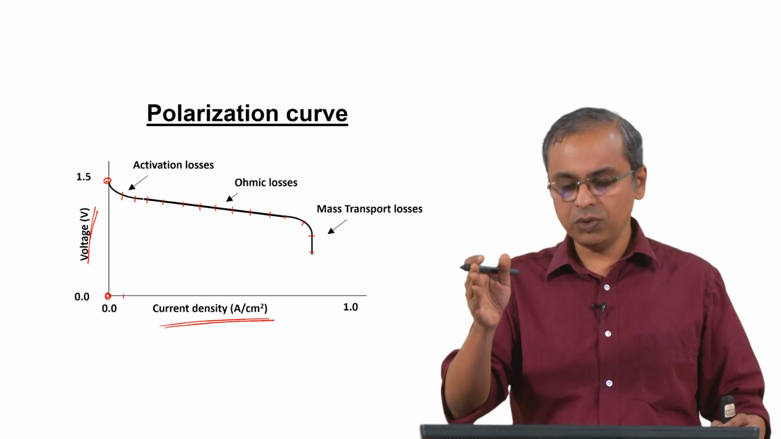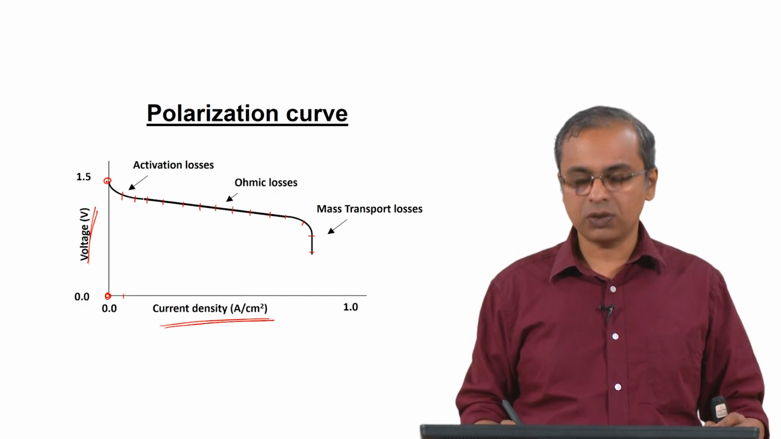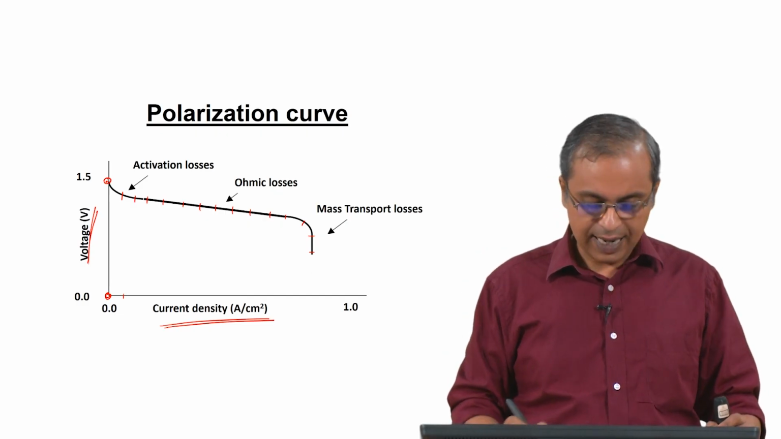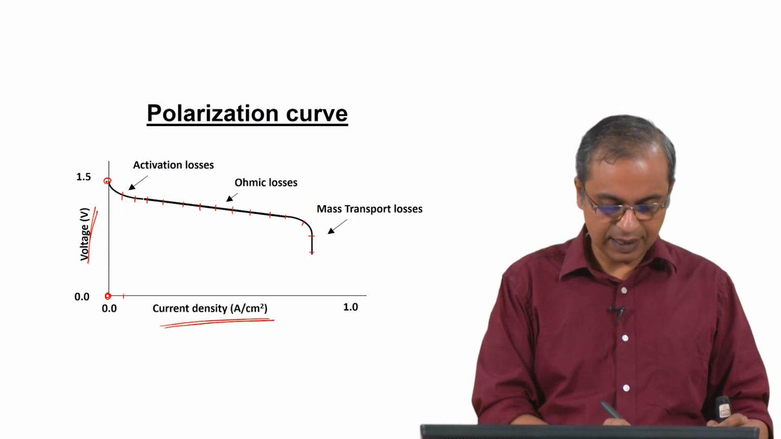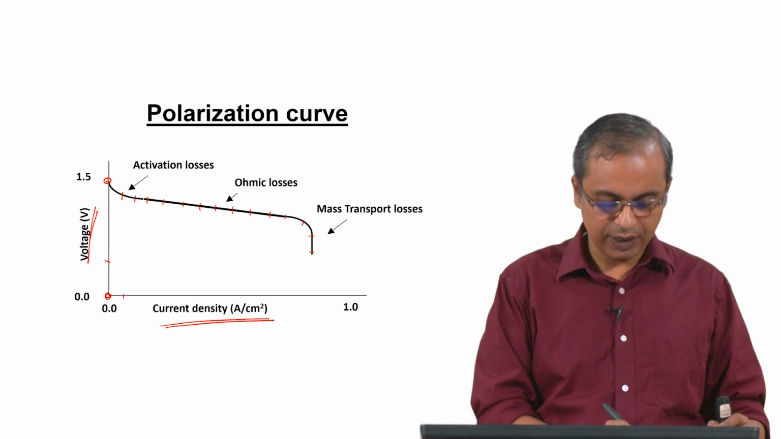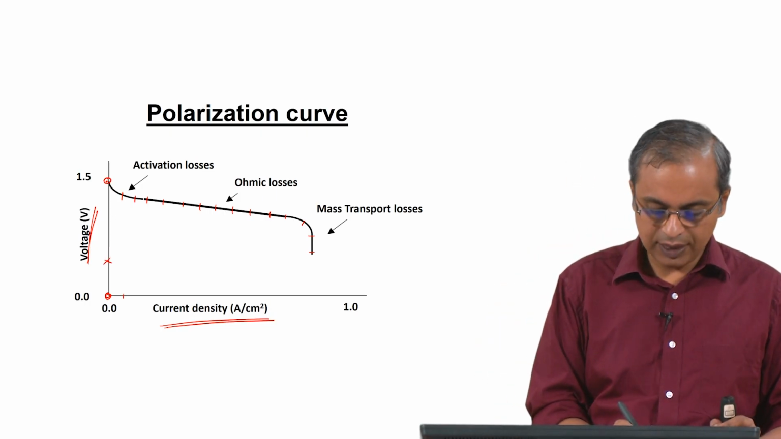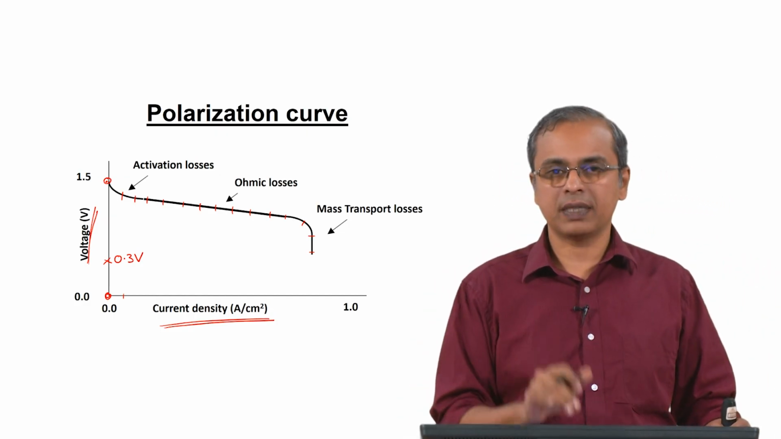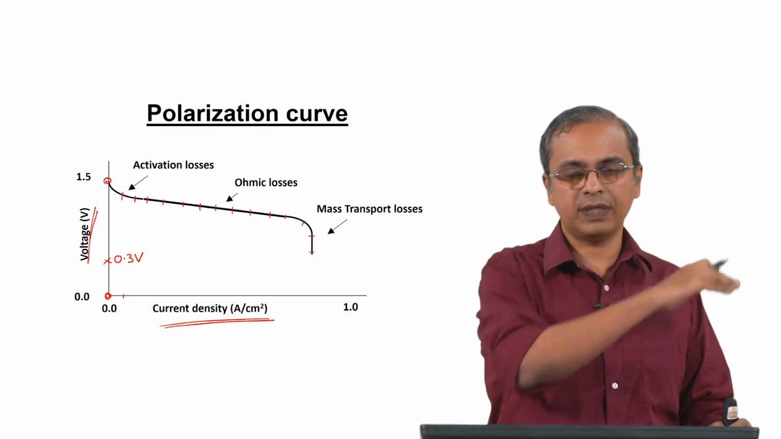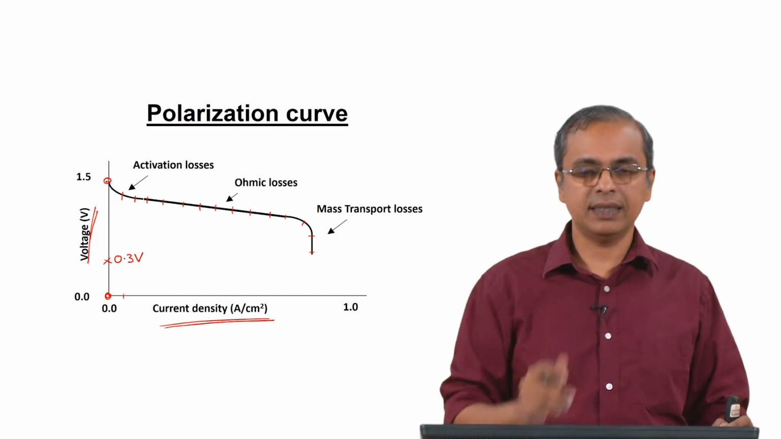This process continues till you suddenly see that the voltage begins to drop precipitously. You can set some cutoff voltage, let me say this is 0.3 volts. If you have reached 0.3 volts, stop the curve and reverse the direction of the current, so gradually start decreasing the current.